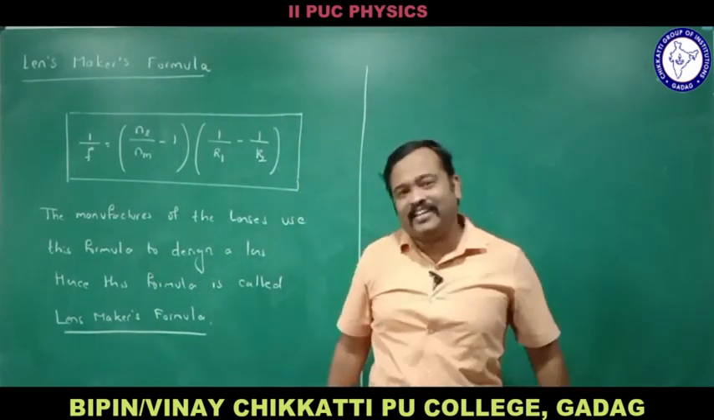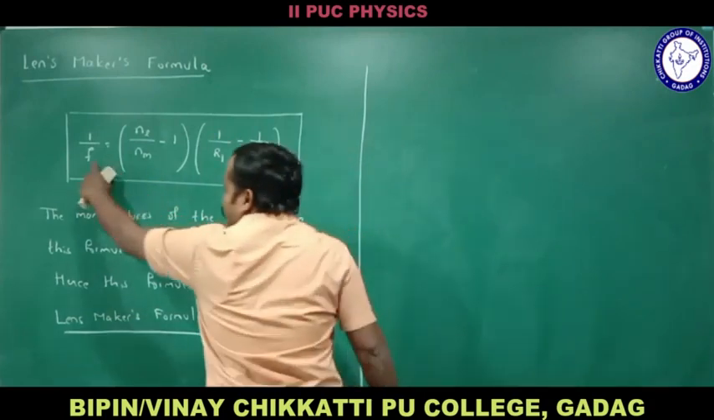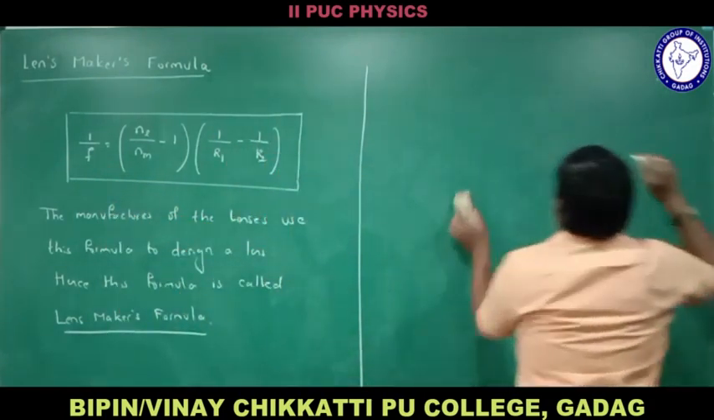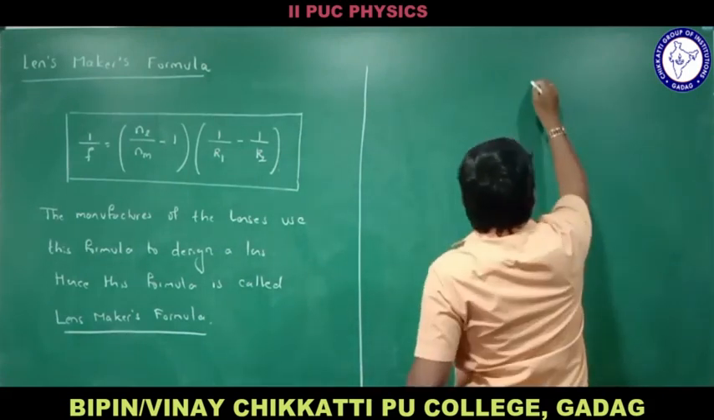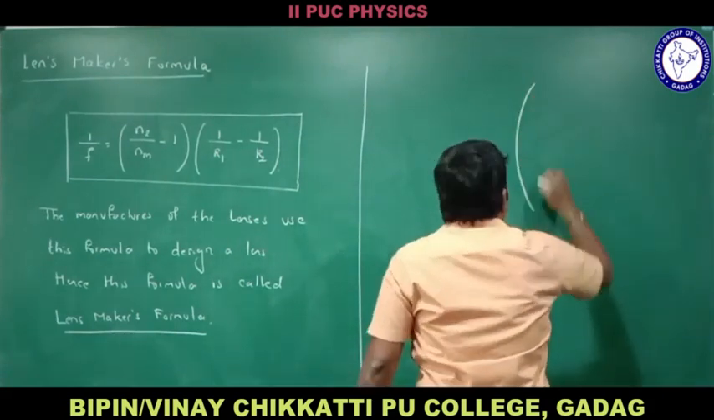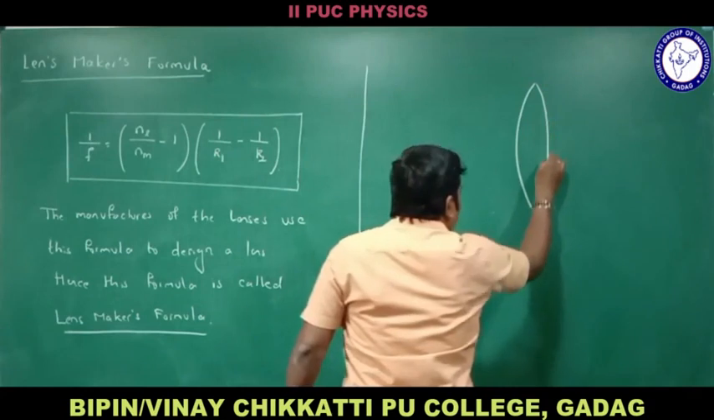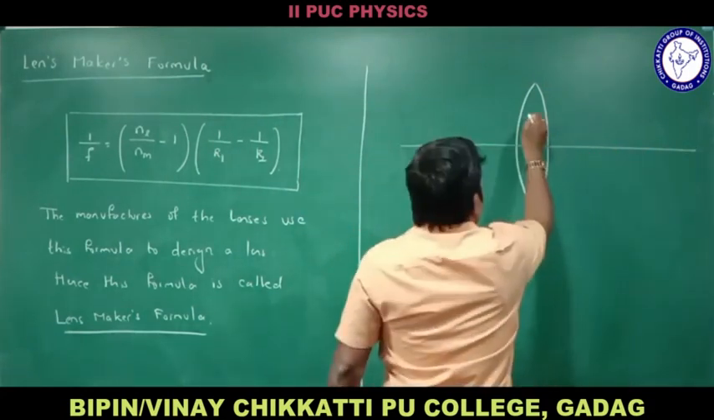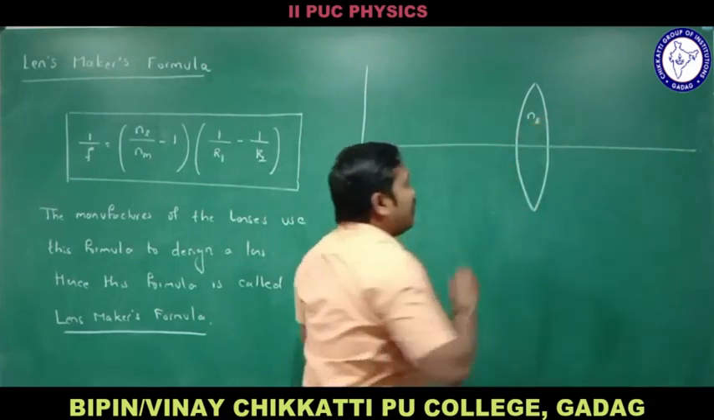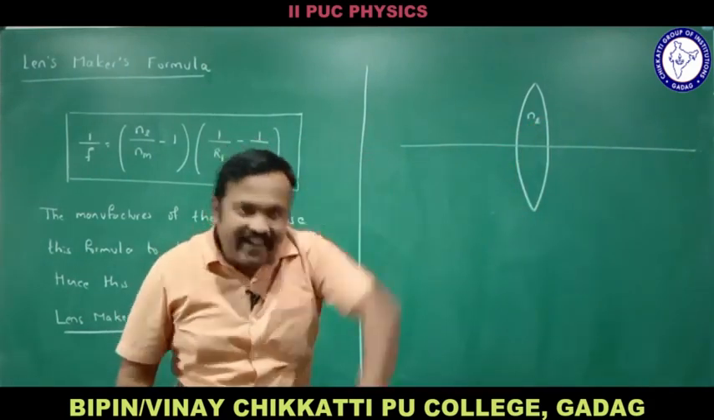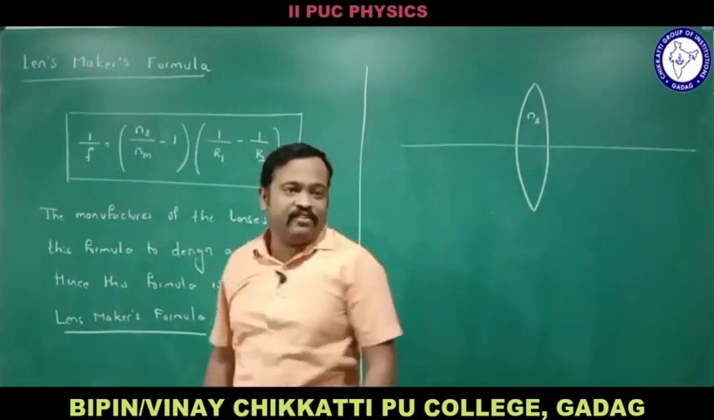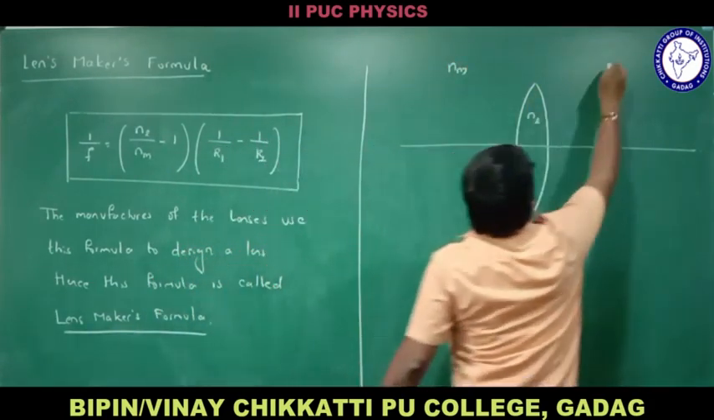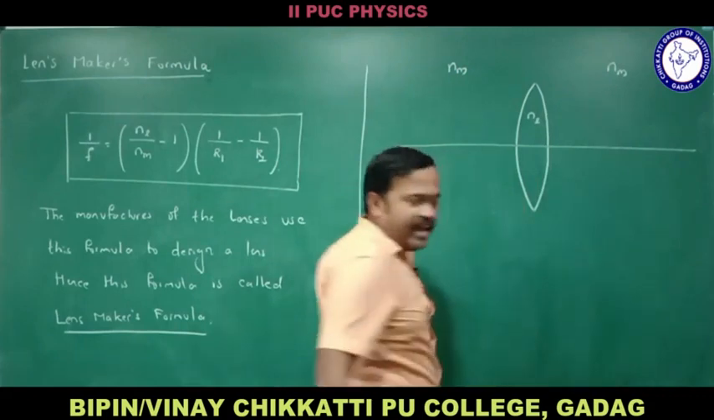So what are these? Let us check it out. f is the focal length. For example, if I want to manufacture a convex lens, let me take like this. Let me consider this is a convex lens, and this is the principal axis. What is this? This is nl. What is nl? Refractive index of the lens. And what is outside? Refractive index of the medium. If air, you can take air.